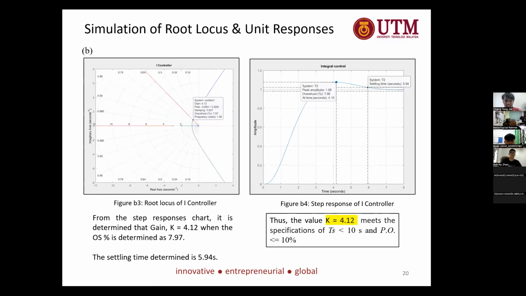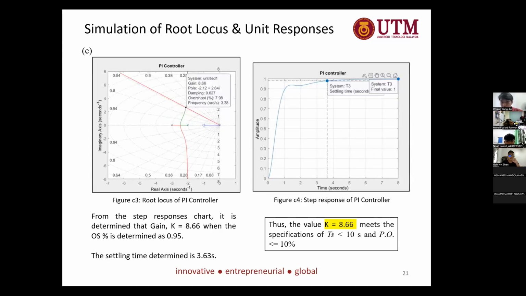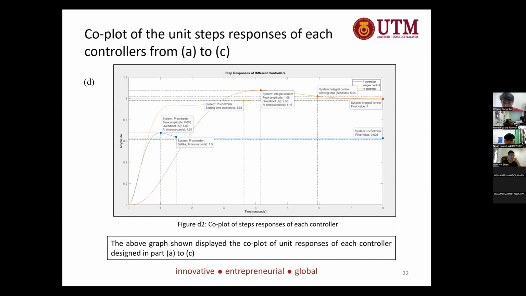Okay. Next, I did the same steps for the I controller to get the K value. The K value is 4.12. And next one would be the PI controller. For the PI controller, the gain that I get is 8.66. This is the result where I plot the 3 step responses into one graph.